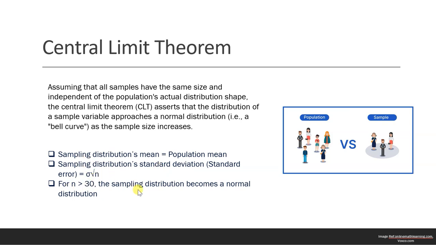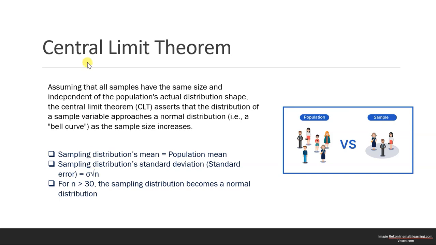And the third property is that the distribution changes to a normal distribution when n exceeds 30. Basically, what I mean by that is if you have at least 30 records, or greater than 30, that number of rows will give you a normal distribution. That is the third property of the central limit theorem.